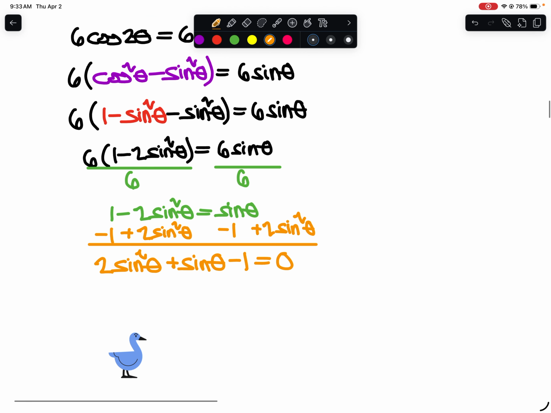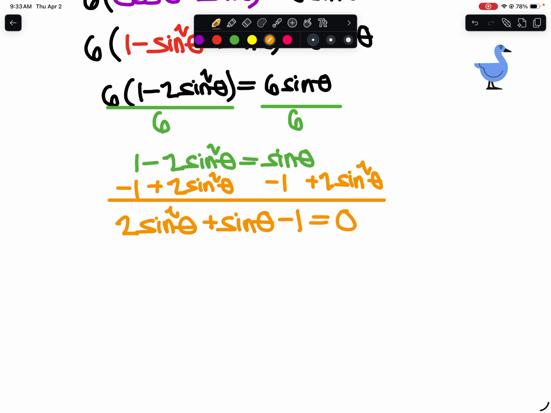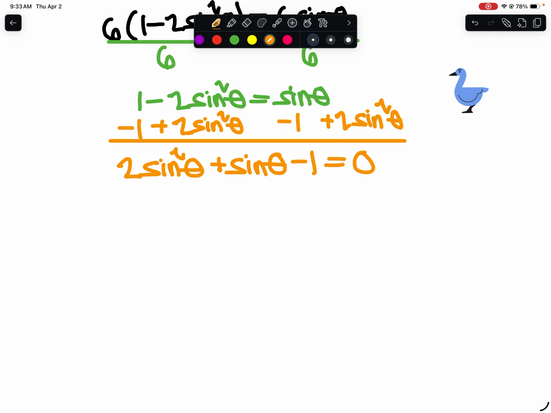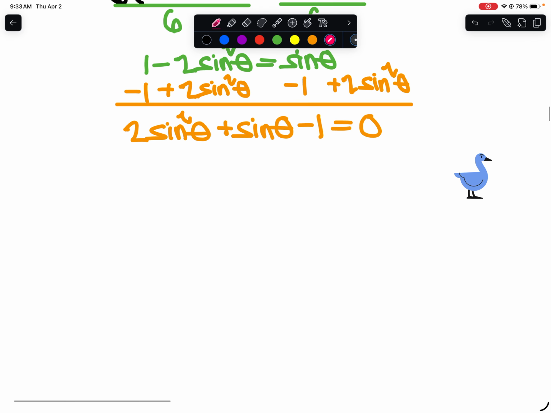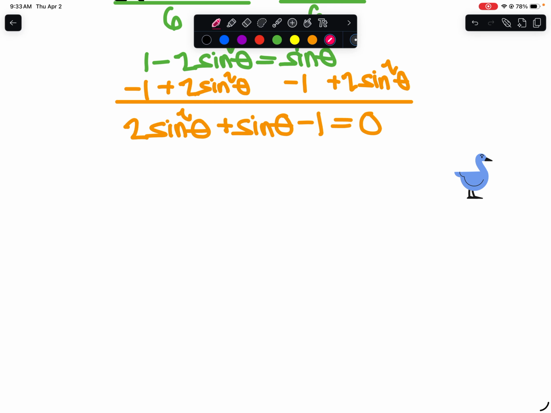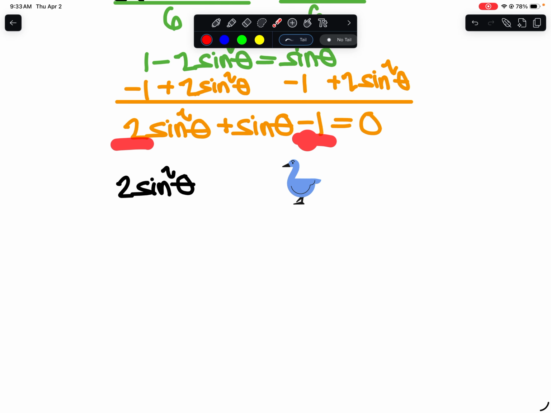So hopefully based on this setup, you can gather what we're about to do next, and that is going to be factoring. So you can do a substitution. You can say n is equal to sine of theta, if you want to. You don't have to, or you can just factor how it is. I'm just going to leave it and factor it how it is. So when I split the middle, I'm going to do 2 sine squared theta. I'm going to do 2 times negative 1, which is going to be negative 2.